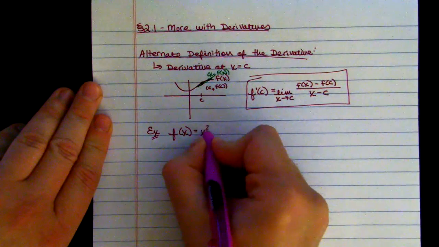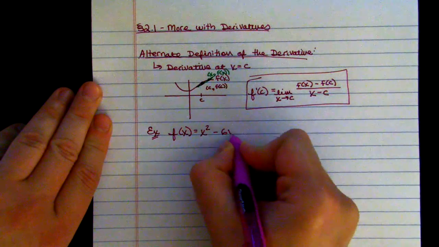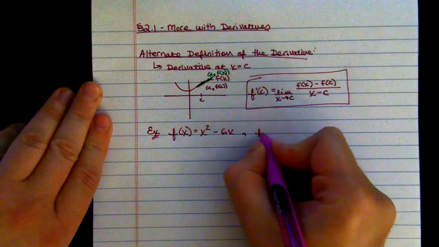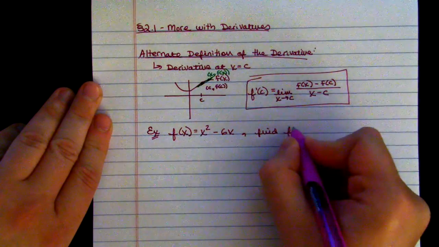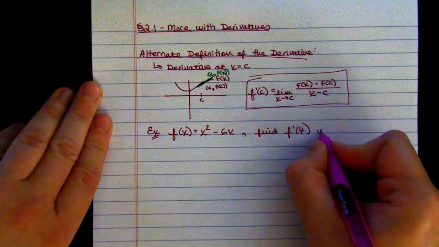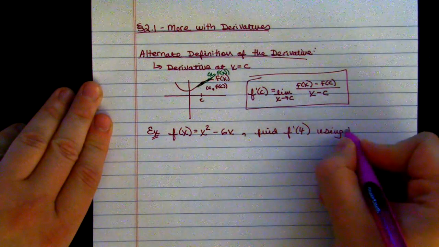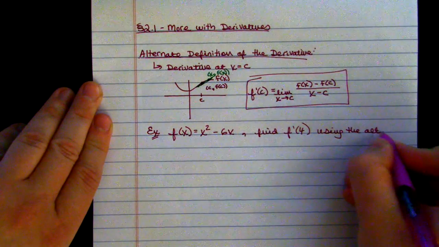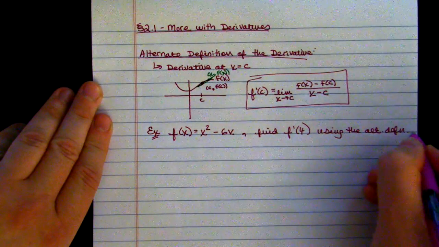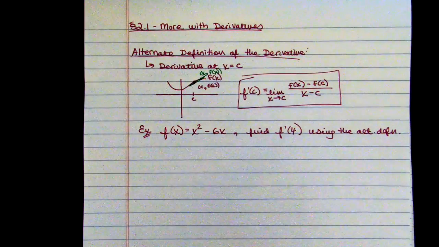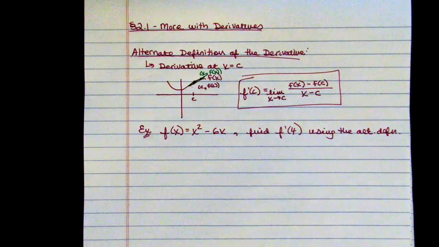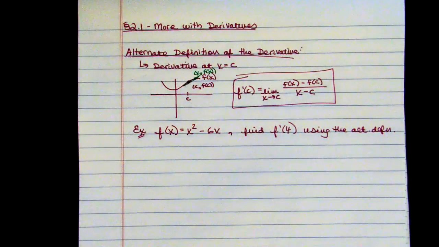Let's say f of x equals x squared minus 6x. And we're going to find f prime of 4 using the alternate definition. I'll say use the formal definition if I want you using limit as h approaches 0 of f of x plus h minus f of x over h. And I'll say use the alternate definition if I want you using this one. F of x equals x squared minus 6x. Find f prime of 4 using the alternate definition.